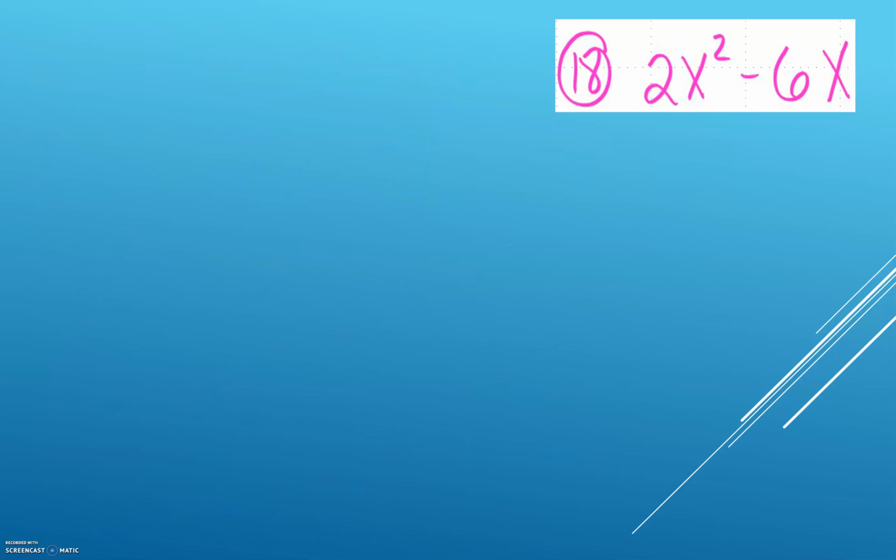And finally, I want to look at number 18, 2x squared minus 6x. At first glance, you might think that you have to factor this by splitting the middle, but we only have two terms. Both terms involve an even number, so it's divisible by 2. You can factor that out. And one is an x squared, the other is an x, so I can take an x out of both terms. If I take a 2x out of 2x squared, I'm left with just x. If I take a 2x out of minus 6x, I'm left with minus 3. So that would be the factored form here.